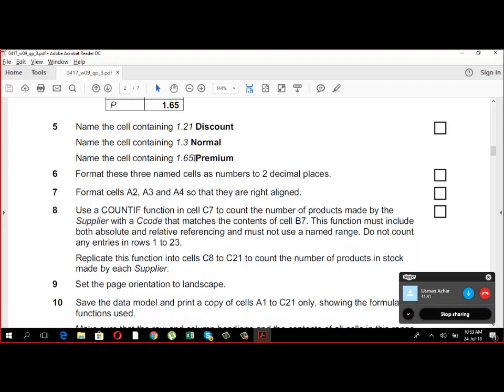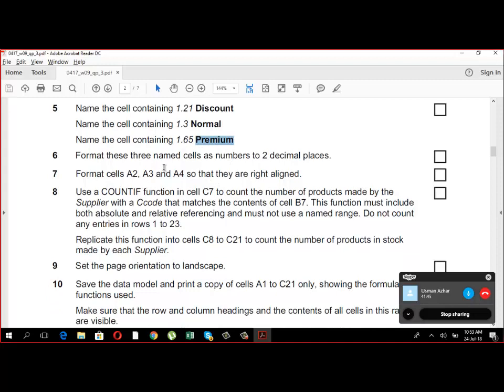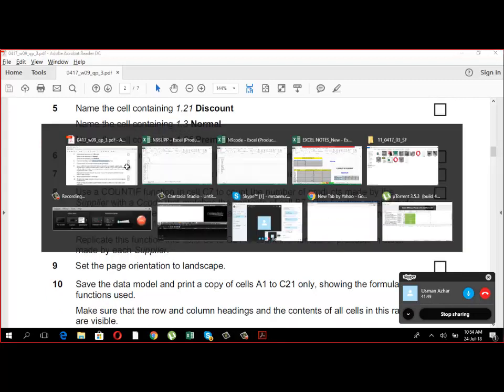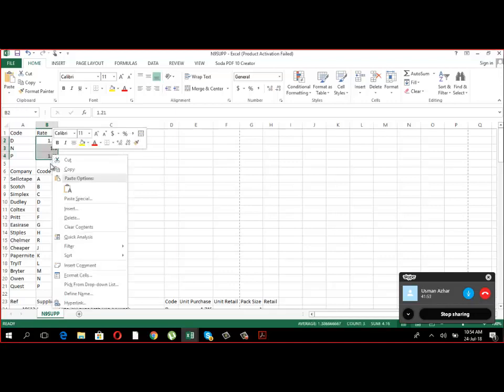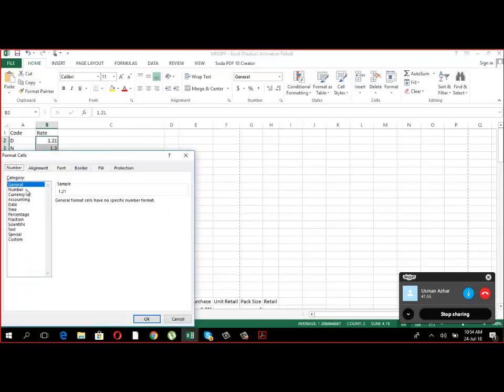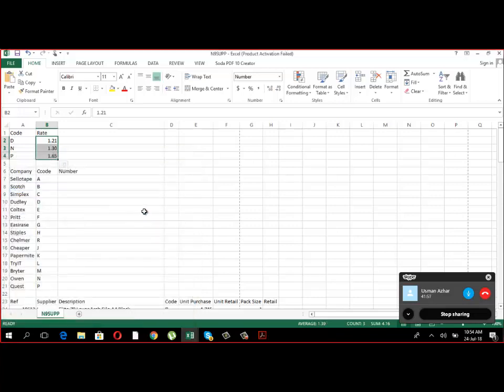Point 6, format these three named cells to two decimal places. So I know this. Right click, format. Right click, format, and two decimal places. Here you go. Simple as that.